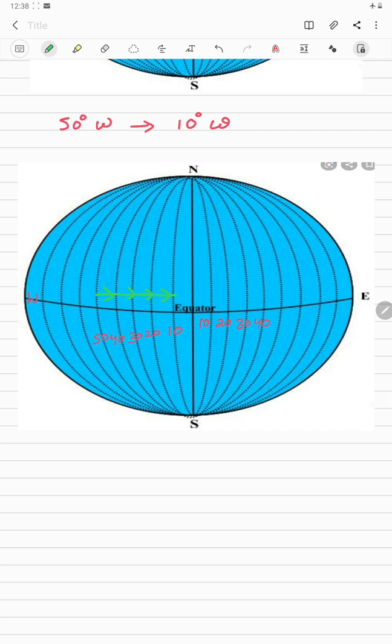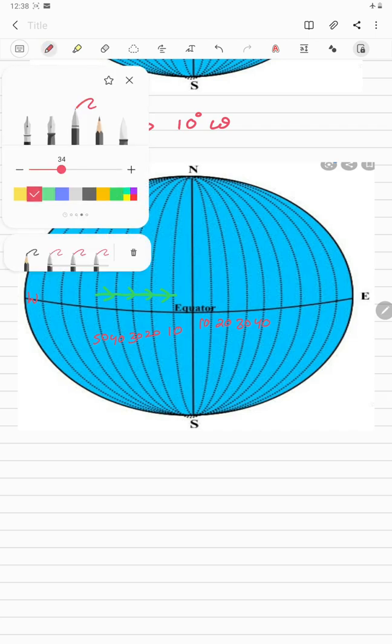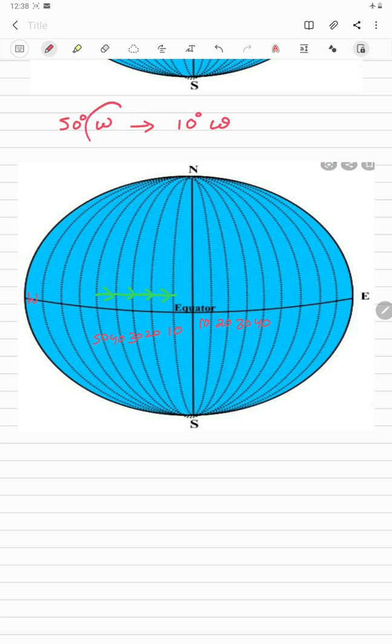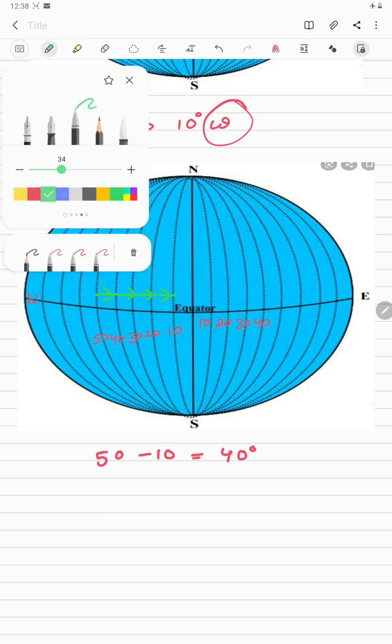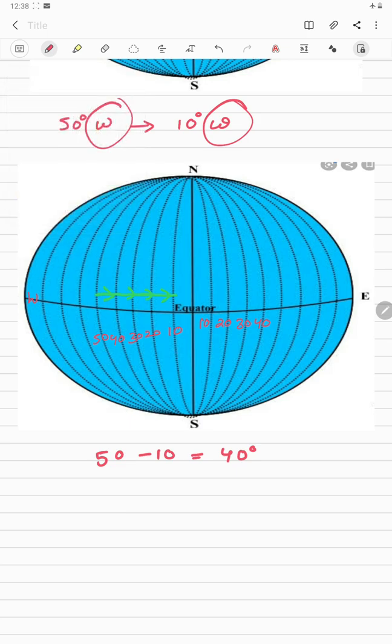Now guys, I have told you, if it is the same, meaning west and west are the same, we will simply subtract. 50 minus 10 is 40. That means I have moved 40 degrees. Remember, this is very important, guys: if it is east east or west west, you subtract. But now which direction are we moving? You can see we are moving in the easterly direction. So the answer will be 40-degree east.